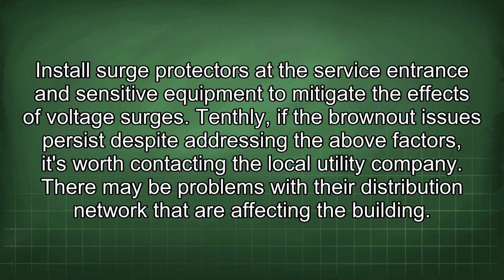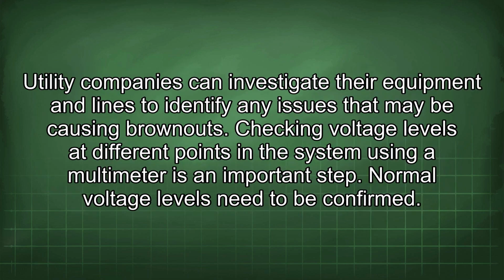Tenthly, if the brownout issues persist despite addressing the above factors, it's worth contacting the local utility company. There may be problems with their distribution network that are affecting the building. Utility companies can investigate their equipment and lines to identify any issues that may be causing brownouts.